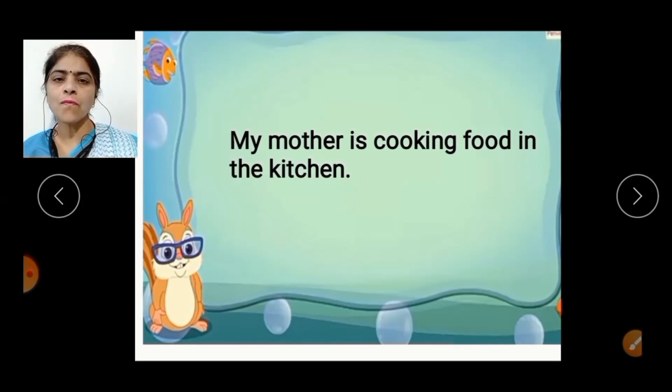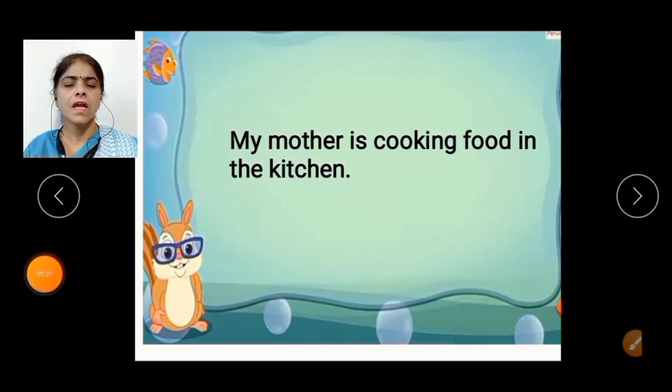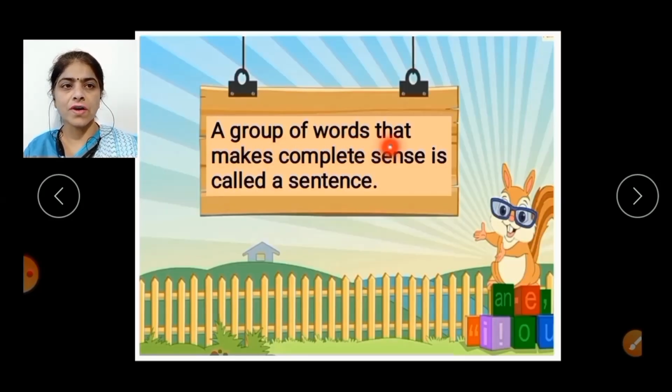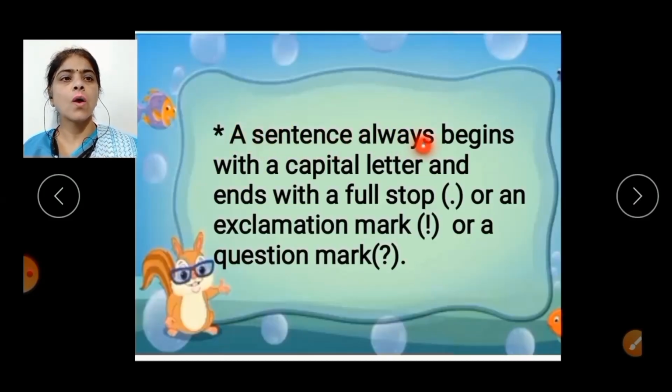Now this group of words gives a complete sense or meaning. So can you guess what it is? It is a sentence. So let's have the definition of sentence. A group of words that makes complete sense is called a sentence. Along with this, always remember a sentence always begins with a capital letter and ends with a full stop or an exclamation mark or a question mark.